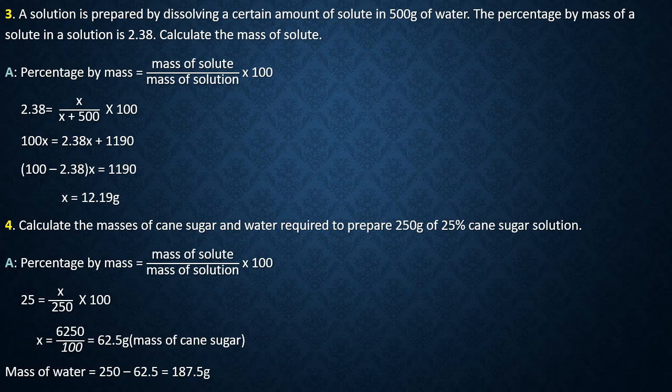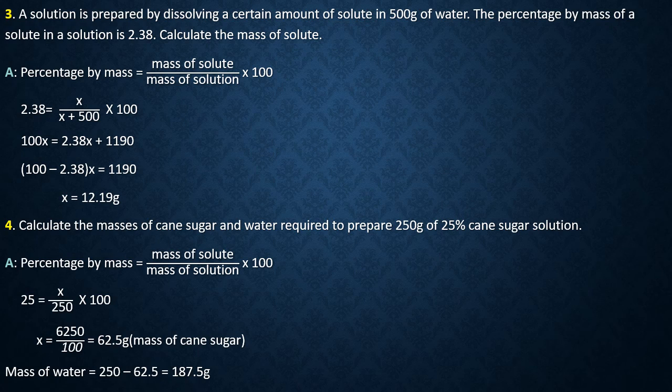This is regarding a solution prepared by dissolving a certain amount of solute in 500 gram of water. The percentage by mass of the solute in the solution is 2.38. Calculate the mass of solute. Here he has given the percentage by mass. So we know the percentage by mass, but we don't know the mass of solute. Okay, so let us calculate the mass of the solute.